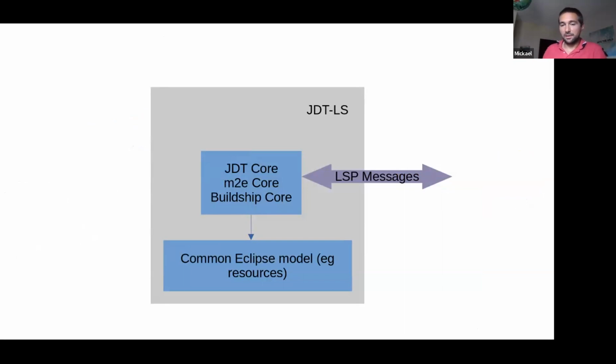On the other end, we have here JDT language server. So JDT language server is an Eclipse project which implements the language server protocol for Java development. This language server is an Eclipse application, which uses the common Eclipse model, including resources, of course, and JDT core, M2E core, Buildship core, the core parts, to create the good answers to LSP requests or to create the good notifications according to the state of the project you're coding. So it analyzes your code and it sends the right information at the right time. So this is JDT-LS.